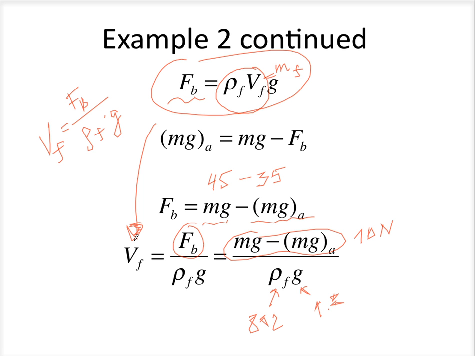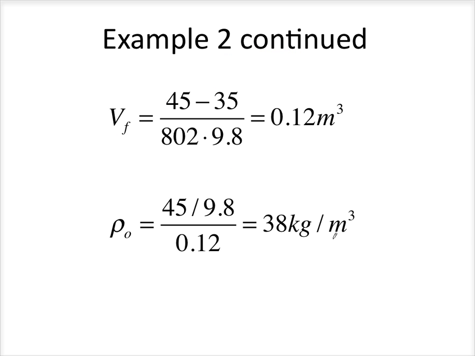So the volume of the displaced fluid can be found as buoyant force over density of the fluid times g. Buoyant force is the difference between actual and apparent weight. And then we put all the numbers in and we get 0.12 meters cubed. That is the volume of the displaced fluid, which is the volume of our object. So therefore, we can take this volume and put it into the formula for density. Density requires us to have mass over volume. Mass can be found as actual weight over 9.8. So we end up having 38 kilograms over meters cubed as our density of the object.